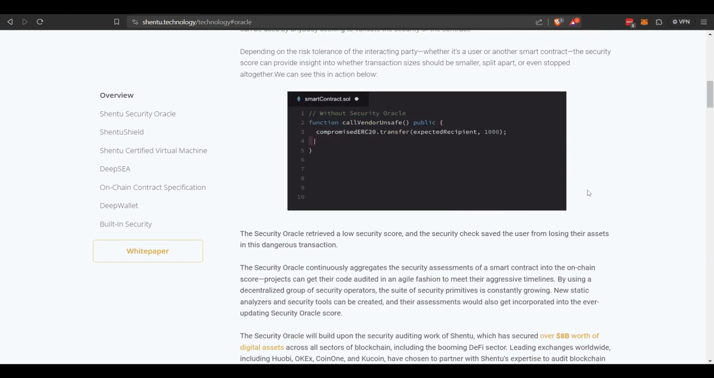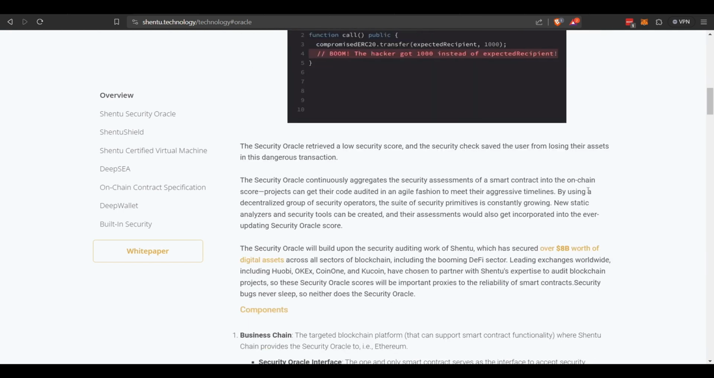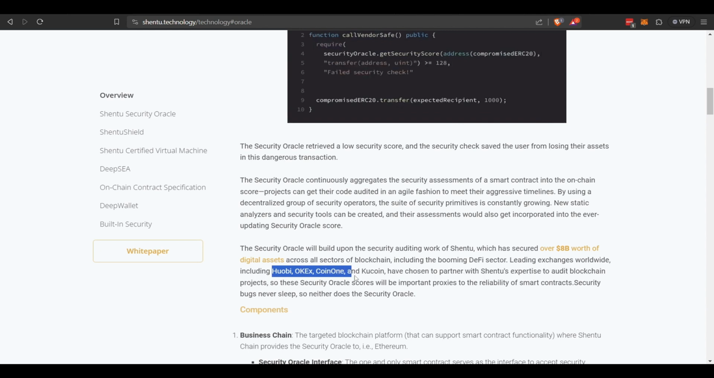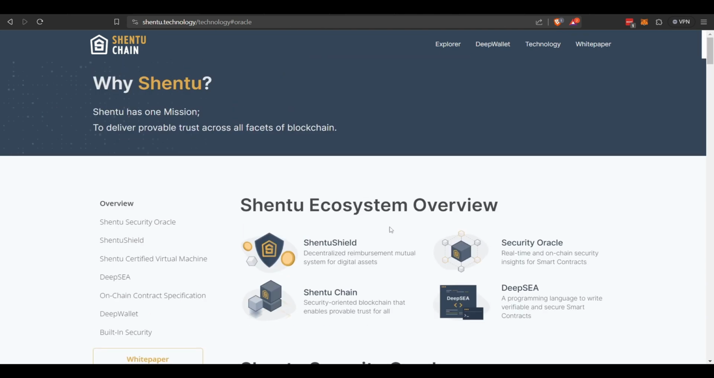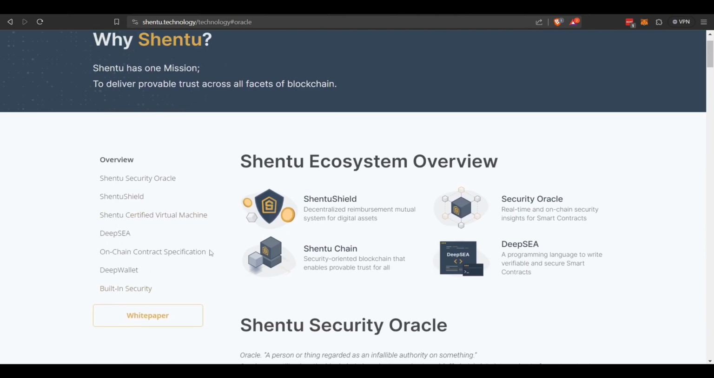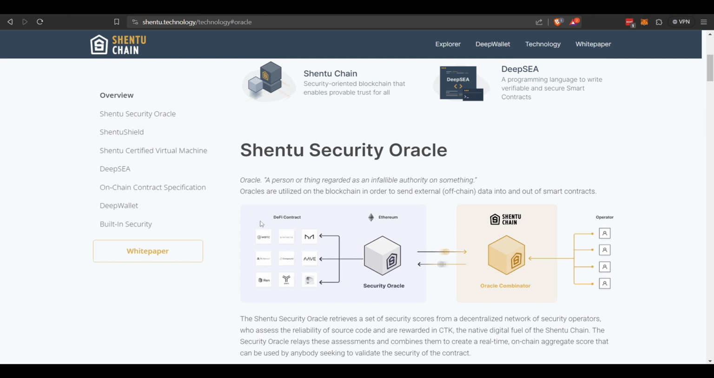These guys have secured billions of dollars worth of assets, including these exchanges, OKX, CoinOne, KuCoin. They currently have a partnership with Binance supporting their hard fork and staking. They'll also be announcing security partnerships in the coming month or so. And they also have other products that focus on Web3 code programming security. I'm not going to get into it today, but those are the two main ones, the Shentu Shield and the Shentu Security Oracle.